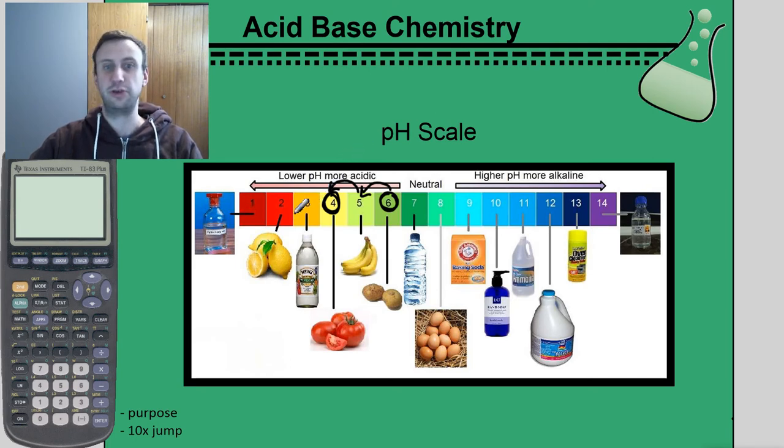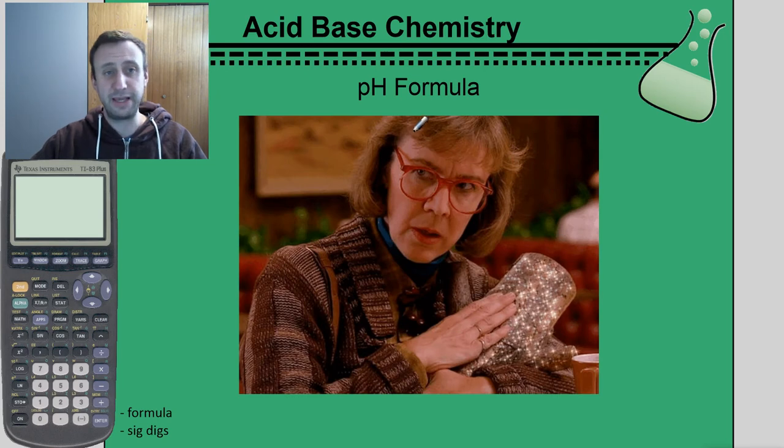And the same way, let's get crazy, how much more acidic is lemons than bananas? 2 as opposed to 5. And the answer would be 1,000 times. 10 times 10 times 10. So kind of interesting, but that's the pH scale.